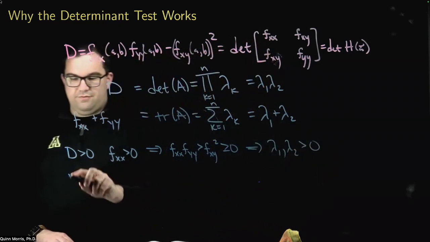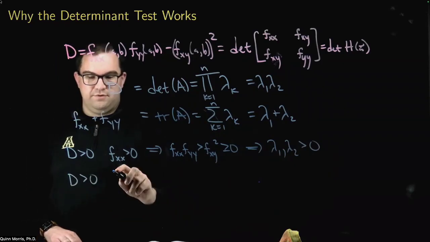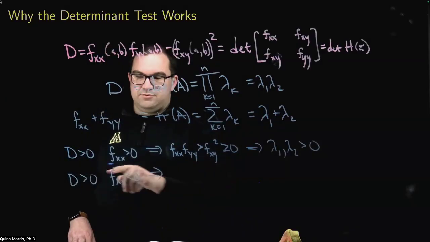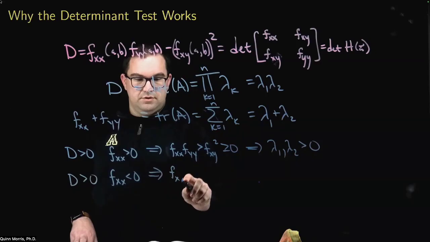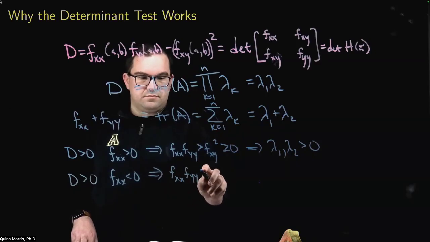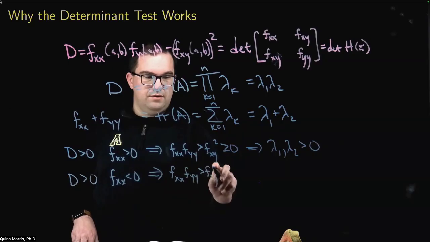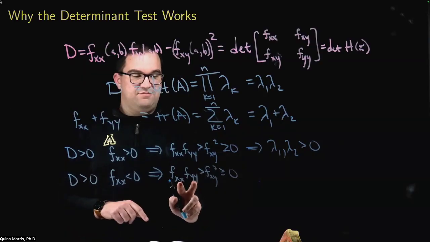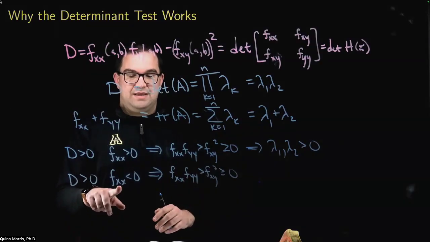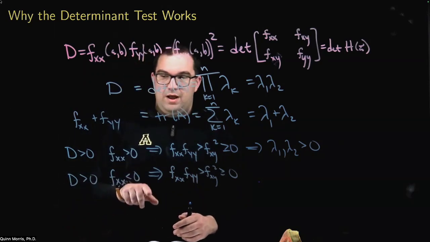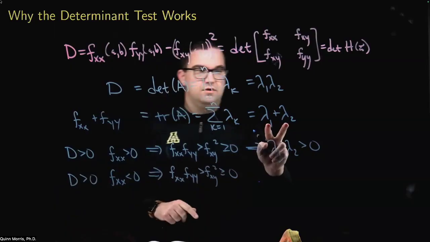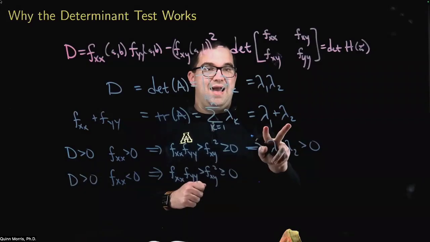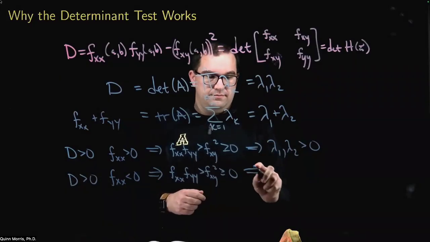Okay. If the determinant is positive and fxx is negative. Well, now all this stuff stays the same here. So fxx fyy is still greater than fxy squared, which is greater than or equal to 0. That still tells me that fxx and fyy have the same sign, but now fxx is negative. So now fxx and fyy are both negative, so their sum is negative. So now I have two numbers that multiply together to give me something positive. That means they have the same sign, and add together to give me something negative. They must both be negative.